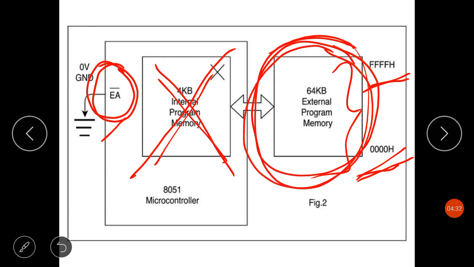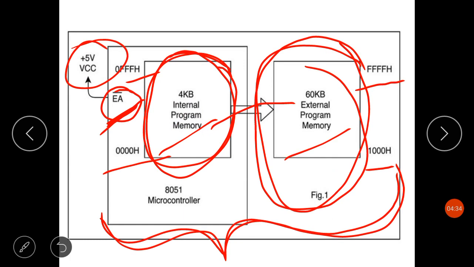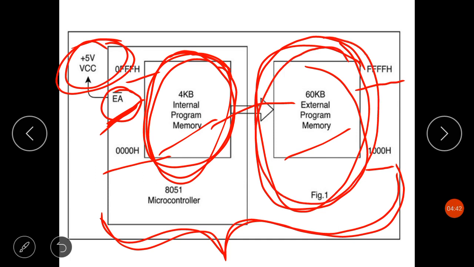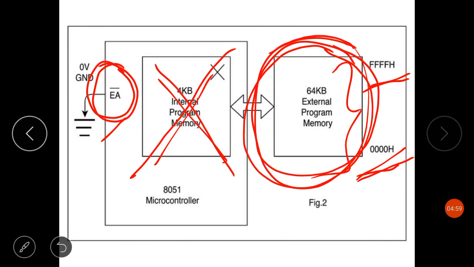And if the EA pin is connected to plus 5 volt VCC, that is pulled high, then we have 4 kilobytes of internal memory and 60 kilobytes of external memory will be used, thus making up a total of 64 kilobytes. So this is how 64 kilobytes of program memory allocation can be done in two ways depending on the status of EA bar, that is the external access pin.